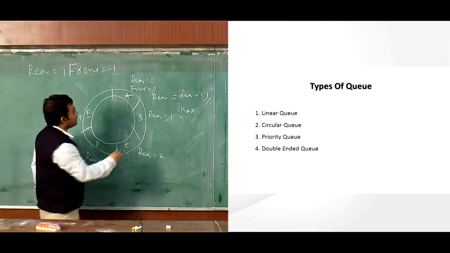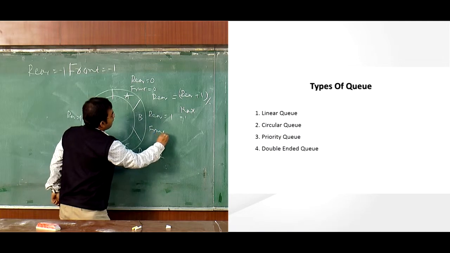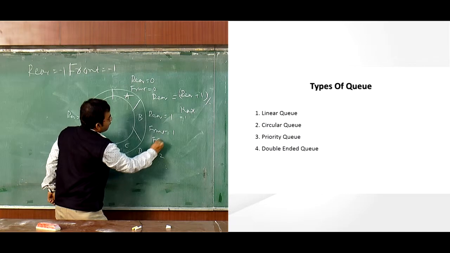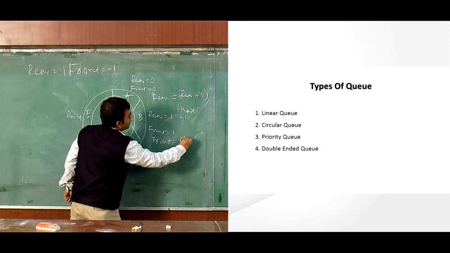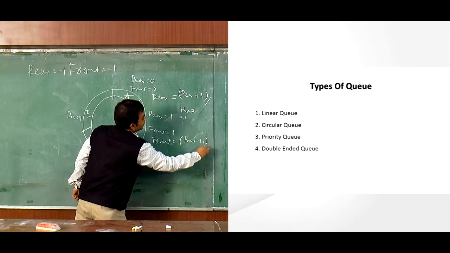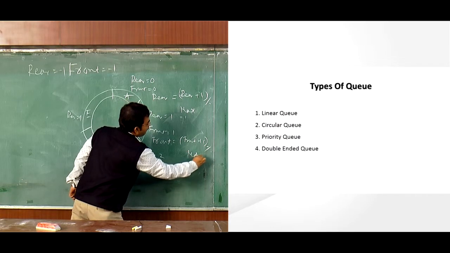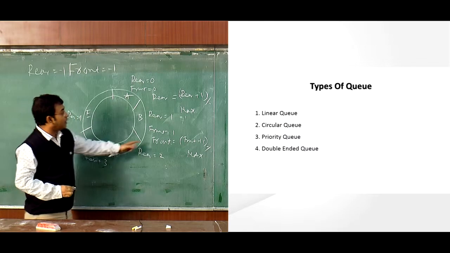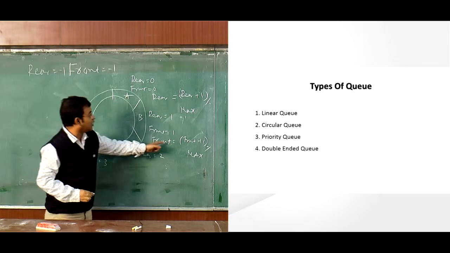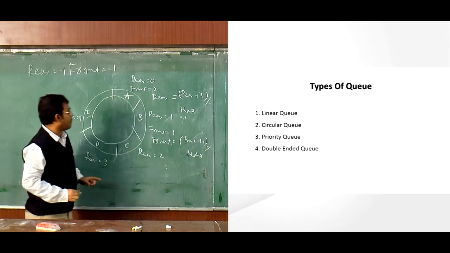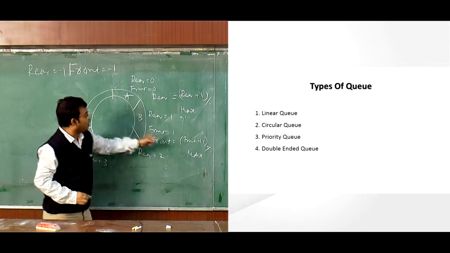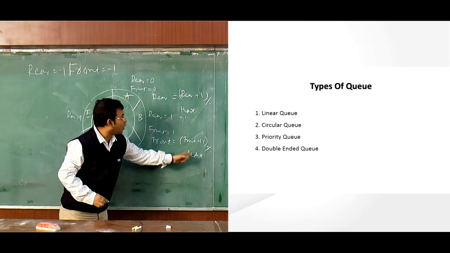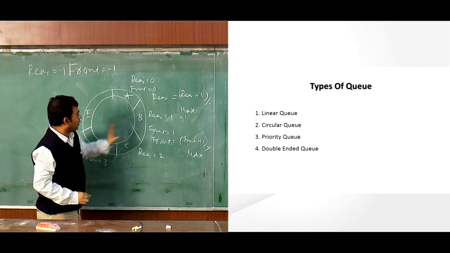Now front is incremented to 1, but what is the pattern of incrementing? A similar pattern: front equals (front plus 1) mod max. The front increments in this way in a circular queue. Similarly, if the front is 0, then when you delete the element A, 0 plus 1 is 1, 1 mod 5 is 1, done.